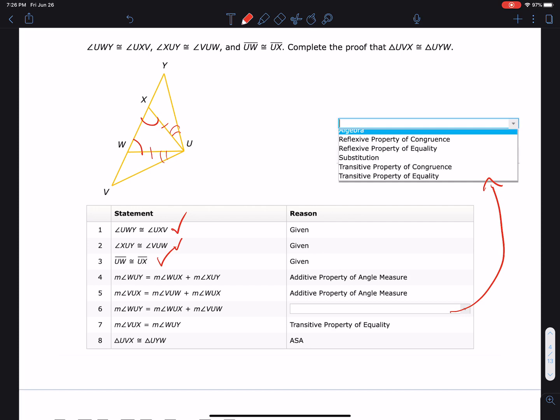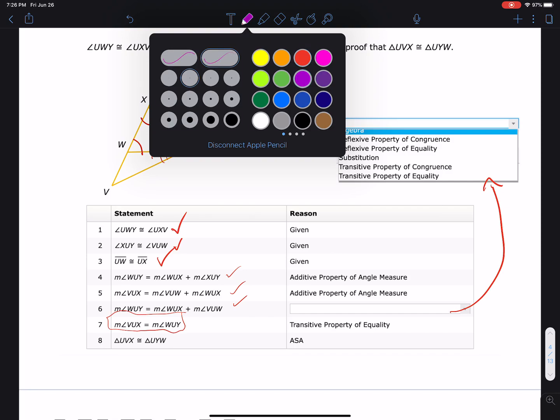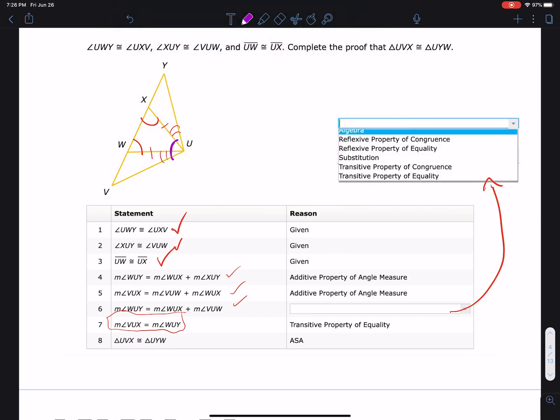Okay, so they're doing additive property of length. That's nothing you need to add to your picture. What we need to add to our picture is this part. So VUX, where's V? VUX equals WUY. Okay.